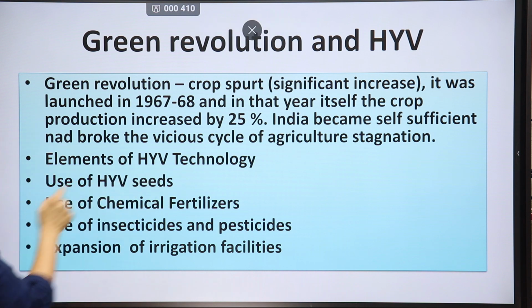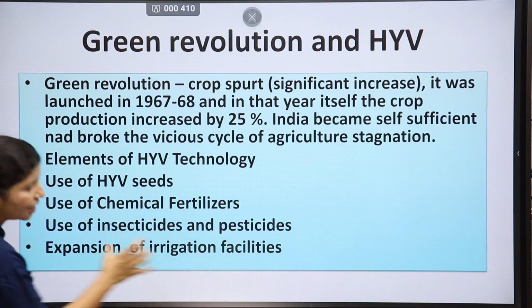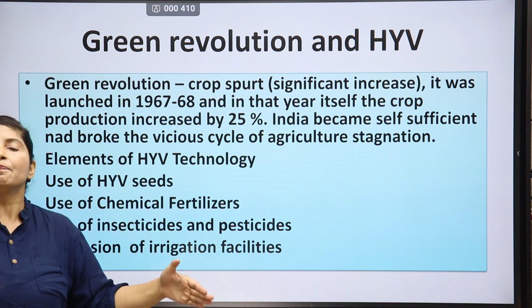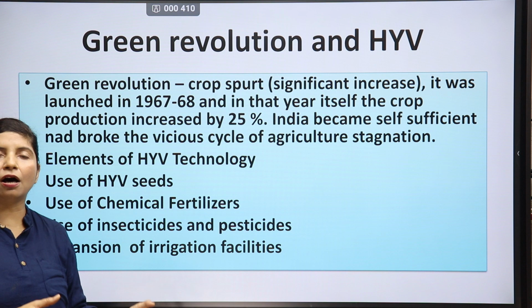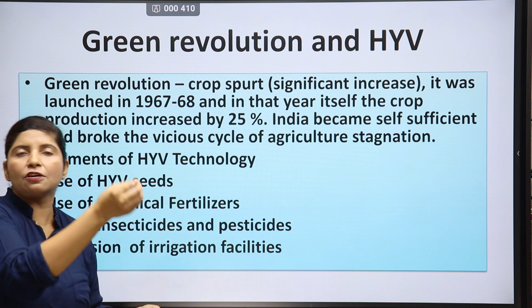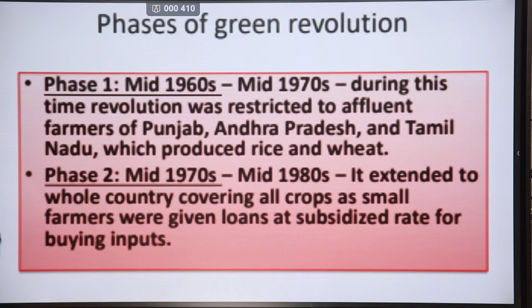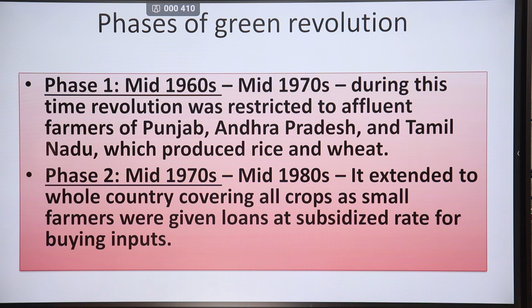Elements of high yielding technology. What is that? Use of high yielding variety of seeds, HYV seeds, use of chemical fertilizers, use of insecticides and pesticides, expansion of irrigation facilities. What is irrigation? That is, you water your lands. You need proper sources of water to irrigate your lands, or water your fields or plants to grow them. So these are the elements of high yielding technology.